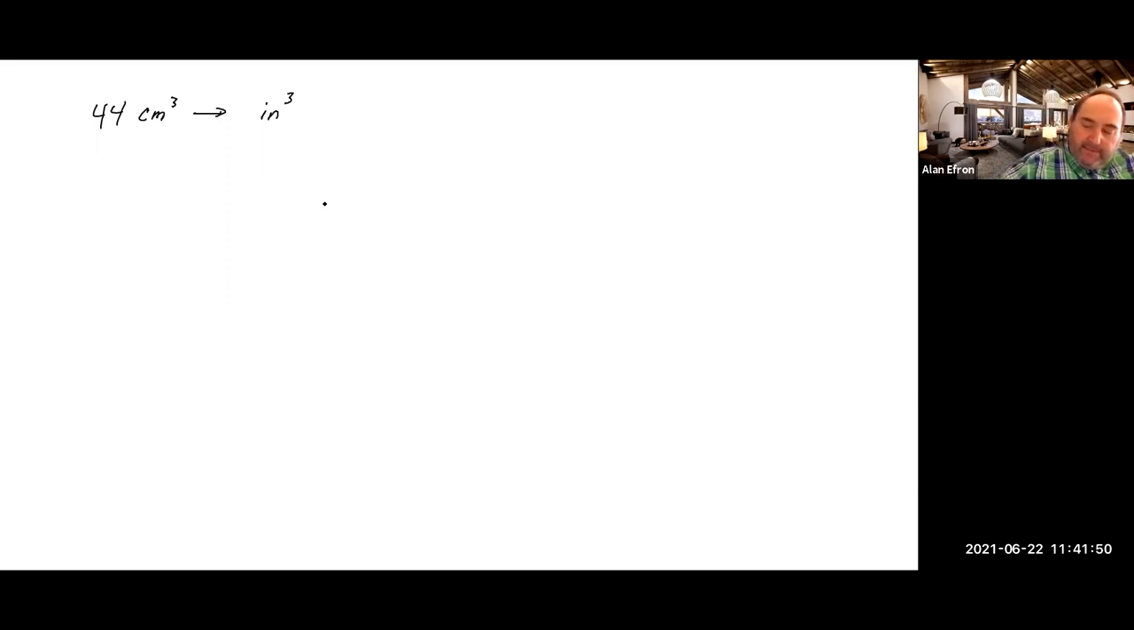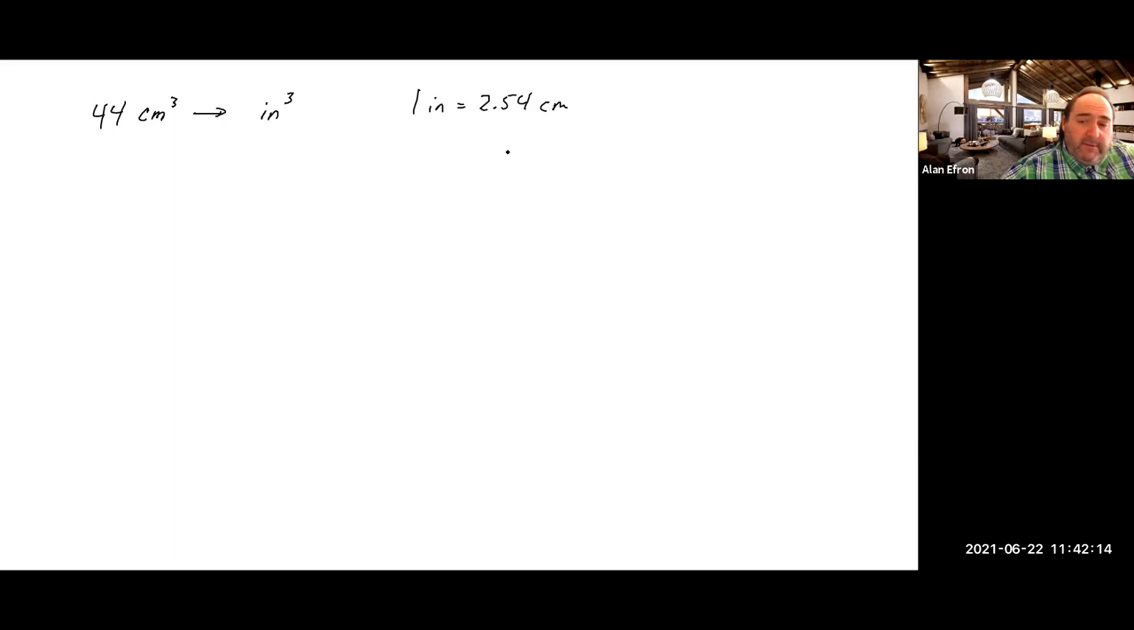Now, it's very common people will really screw up this calculation because they don't do it correctly. What I mean by that is, these are actually both volumes. They're cubic length measurements. We want a relationship between inches and centimeters. And we know that 1 inch is 2.54 centimeters.